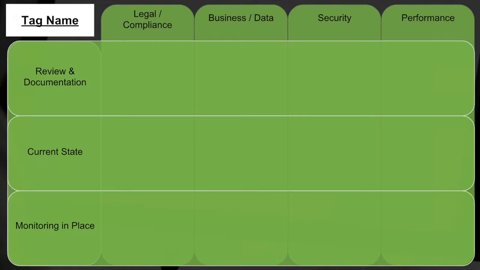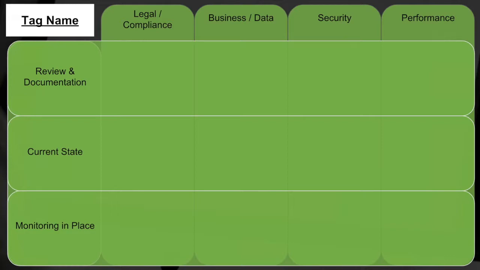I then need to understand what is the current state of that tag? What data is passed? Is that tag firing? Where is it firing? Under what conditions? Is that in line with what my initial requirements were as outlined by my documentation? And then finally, is there monitoring in place? Is there some sort of process that I have in place right now for this particular tag in order to be able to monitor and make sure that it is always functioning as I was expecting it to? Again, from the documentation, that original business case. And then if not, I need to put that in place.